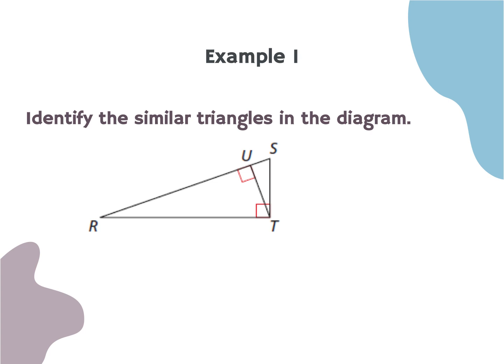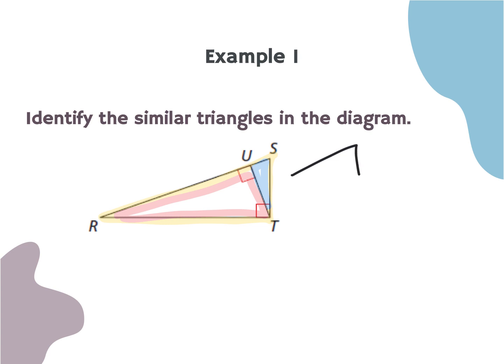Example 1 states to identify the similar triangles in the diagram. Now, we have three triangles. We have the original one, which is this yellow one I'm highlighting. Then we have this small blue one. And then we have this red one. Now, since the original already has a 90-degree angle, and we realize that that is an altitude drawn, we are able to state that the triangles are similar.